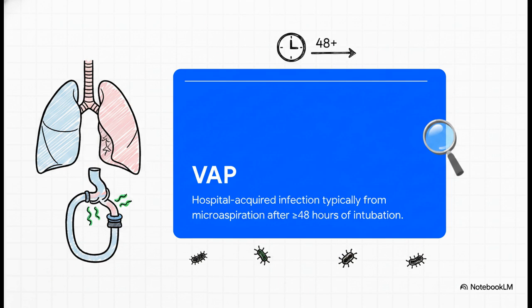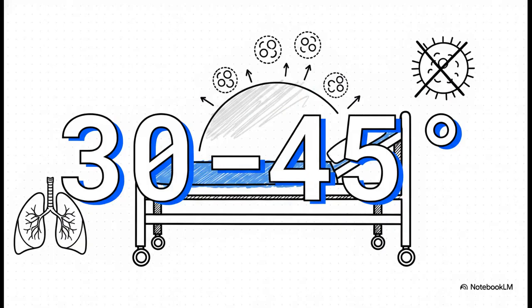It's almost always caused by microaspiration, which is when contaminated oral and gastric secretions sneak right past the cuff of the breathing tube and settle down into the lungs. It can drastically prolong an ICU stay and seriously increase mortality. So how do we stop VAP in its tracks?